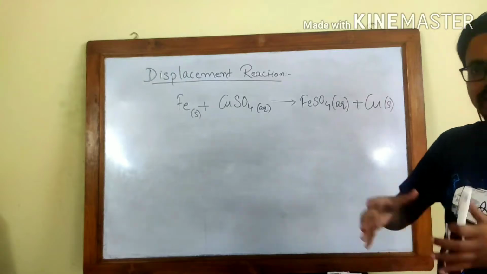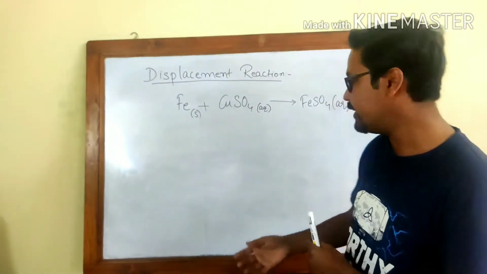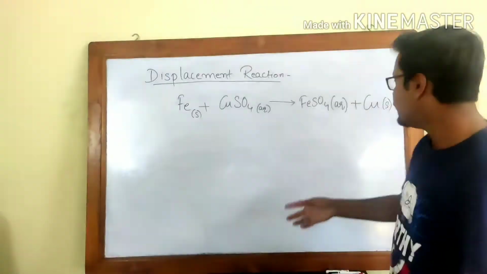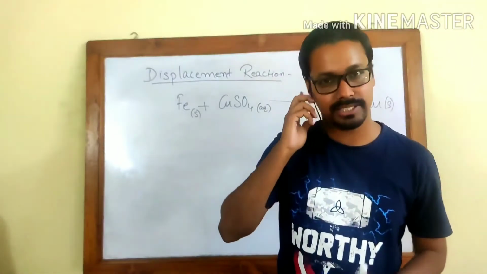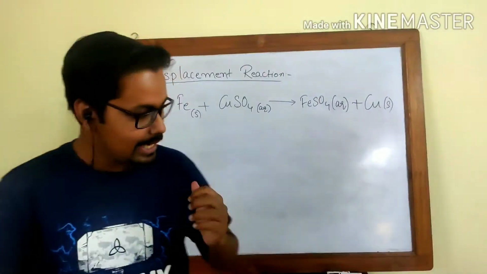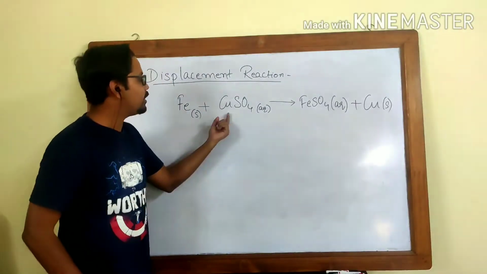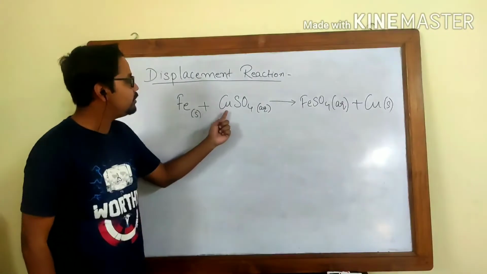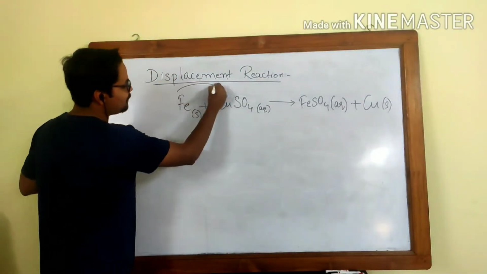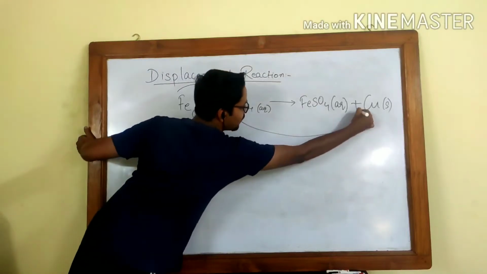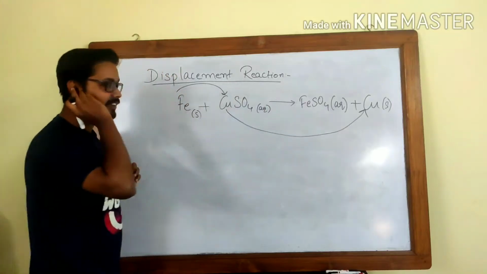So what happens here: if you take a solution of copper sulfate and you add ferrous to it, after some time what is observed is that ferrous sulfate becomes a solution and the copper comes out and sediments at the bottom. Now why does this take place? Well, here ferrous has more reactivity compared to copper, and that's why ferrous is able to displace copper and take its place. So ferrous is displacing copper, copper is going out and becoming alone, and ferrous is taking the place of copper to become ferrous sulfate.